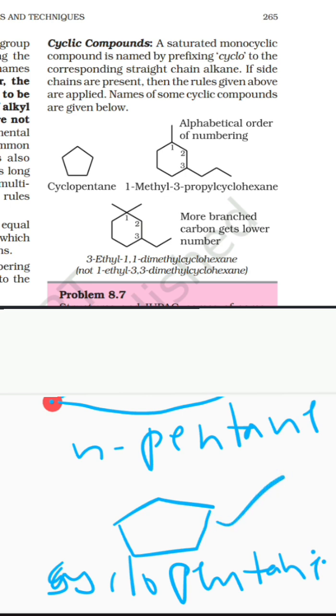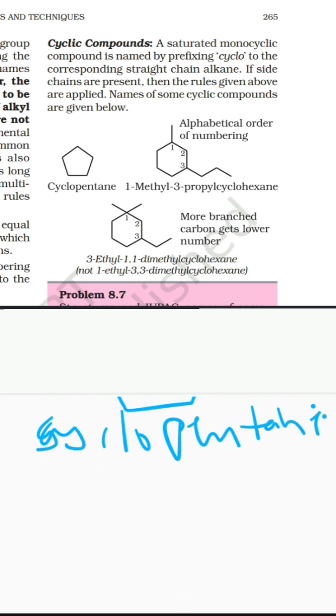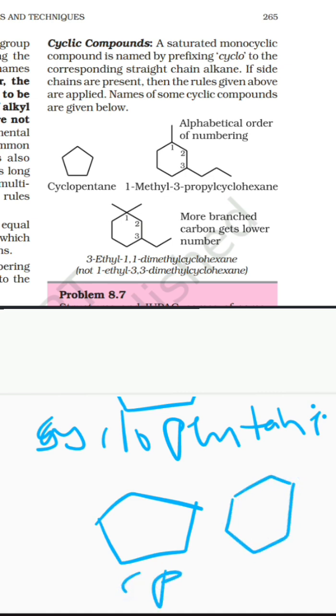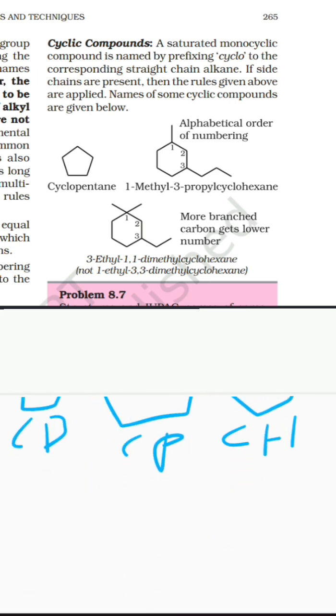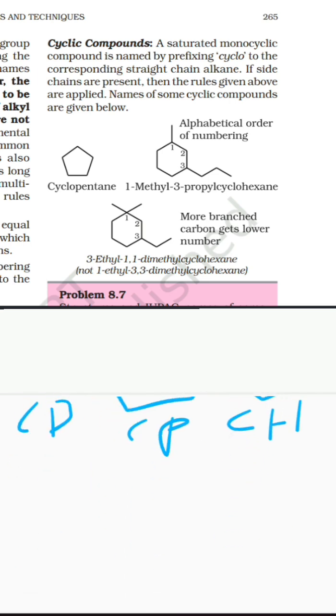So this is cyclic compound. That means in acyclic compound, open chain structures will be there, and in cyclic compounds, closed chain structures will be there. This is cyclopentane. Suppose we have this one. This is cyclohexane. And suppose we have this. This is cyclobutane. 4 carbons are there. Therefore, for this type of compounds, how to give the IUPAC nomenclature? Here, one example is given. That is nothing but it is cyclic form of pentane, so it is cyclopentane.